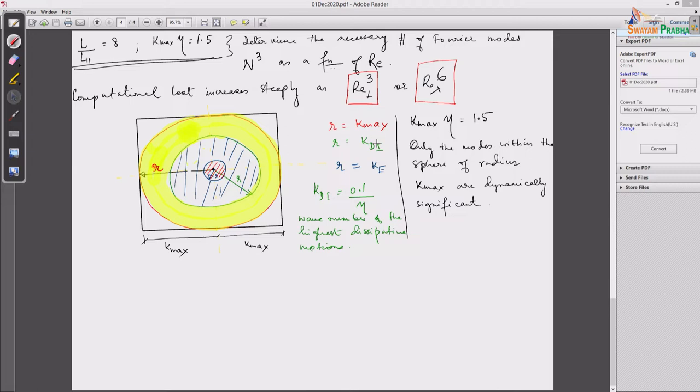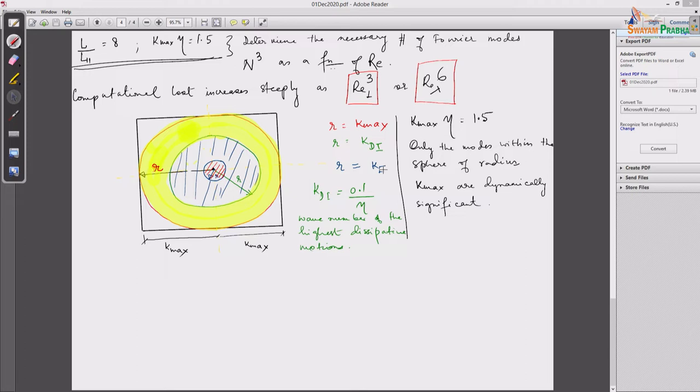So the region marked with yellow is the shell in which most of the dissipative motions are available. And the shaded region with blue is the region where one has the inertial subrange. That's the energy containing zone. And the small circle right inside is the radius of Ke. That's where the peak of the energy spectra lies, so the maximum energy containing modes are right there, okay? So this is the domain that we are looking at.